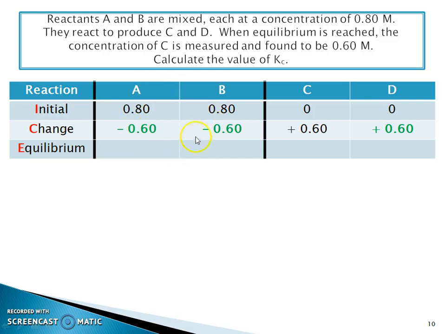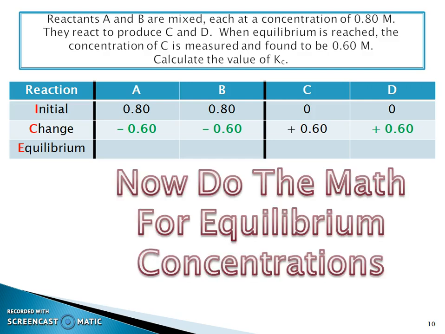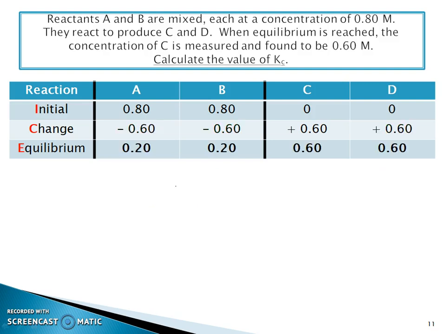What happens here as reactants, though? Well, we're going to subtract that change. We're going to subtract it because if that's our change in value, that must mean that our reactants must have changed by that 0.6 concentration in order to reach equilibrium. Now you're just going to do the math. 0.8 minus 0.6, 0.8 minus 0.6, 0 plus 0.6, and 0 plus 0.6 to get your equilibrium values. Okay, now we have those equilibrium values.